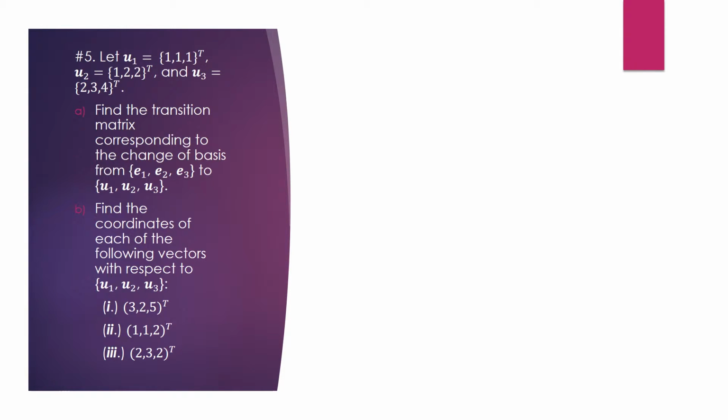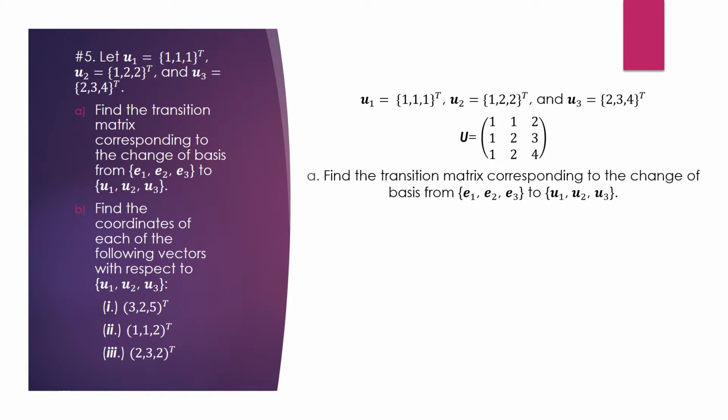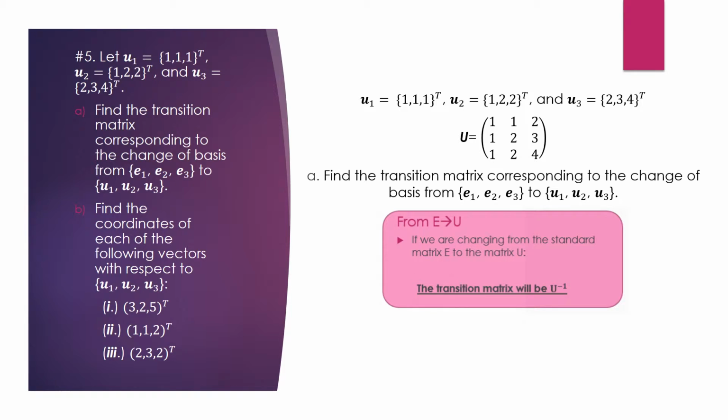Now back to our problem. We have that U1 equals [1, 1, 1] transpose, U2 equals [1, 2, 2] transpose, and U3 equals [2, 3, 4] transpose. Using these vectors, we can make the matrix U equals [1, 1, 2], [1, 2, 3], and [1, 2, 4]. So our part A states, find the transition matrix corresponding to the change of bases from E1, E2, E3 to U1, U2, U3. Remember, we're going to use this part of our definition. So now we just find U inverse.